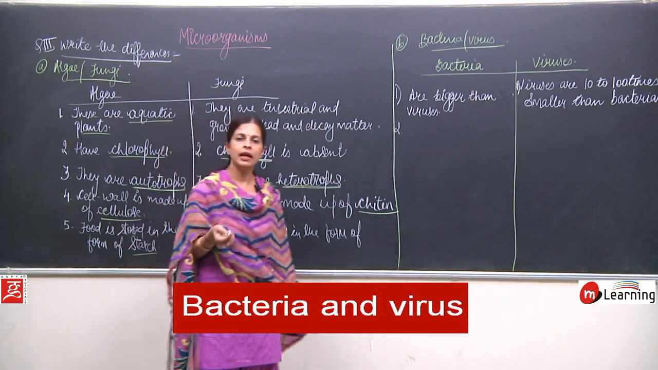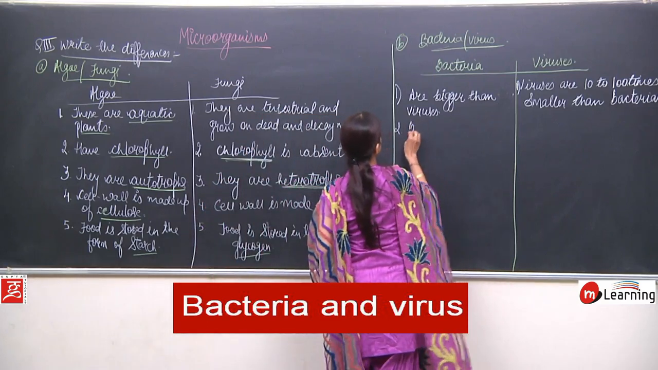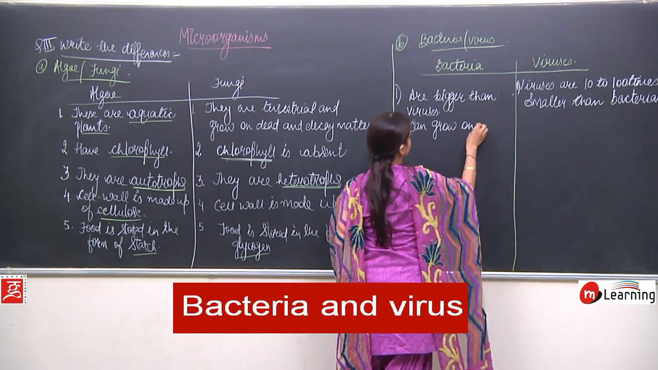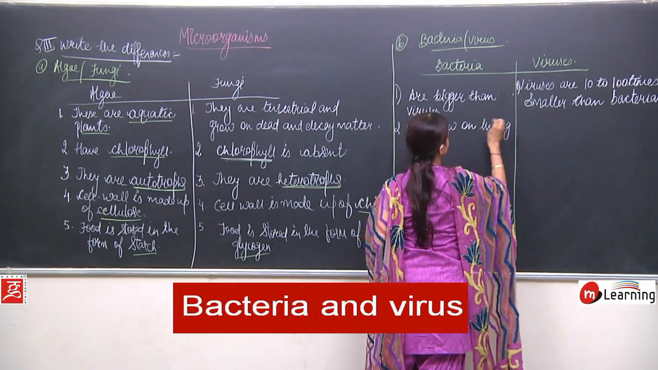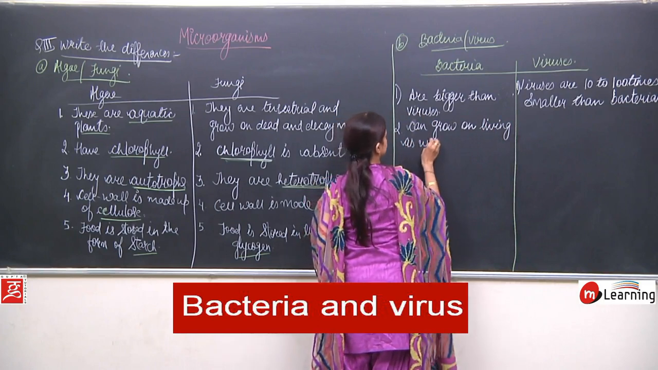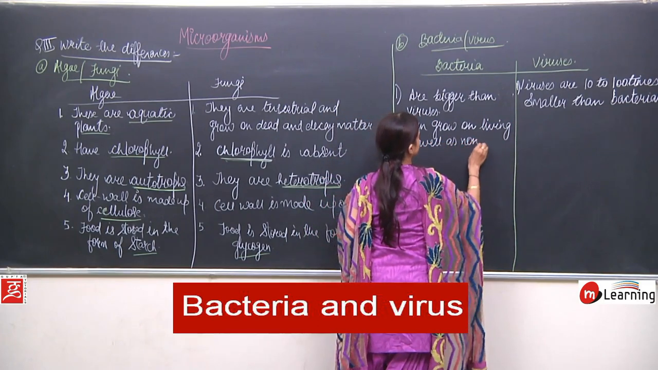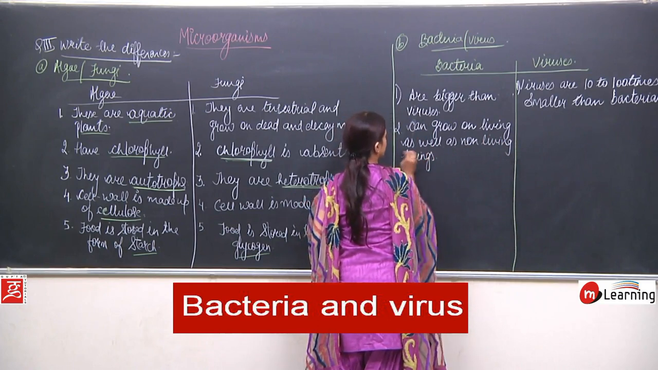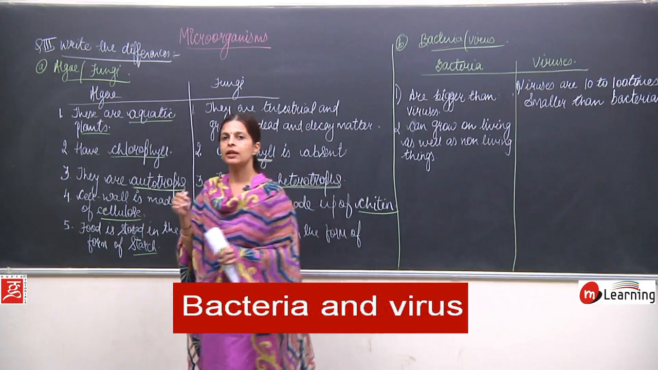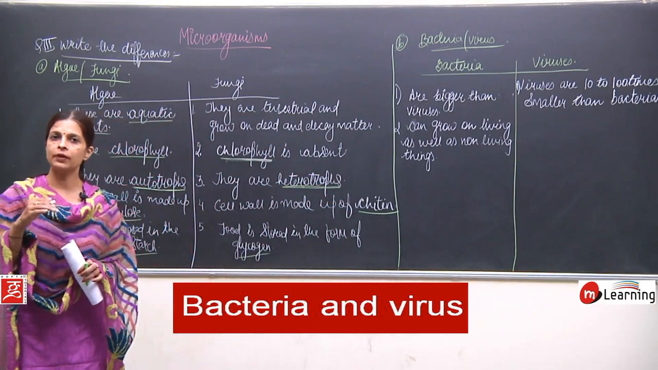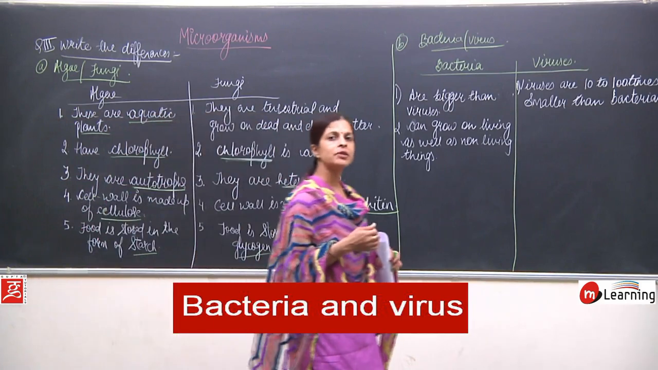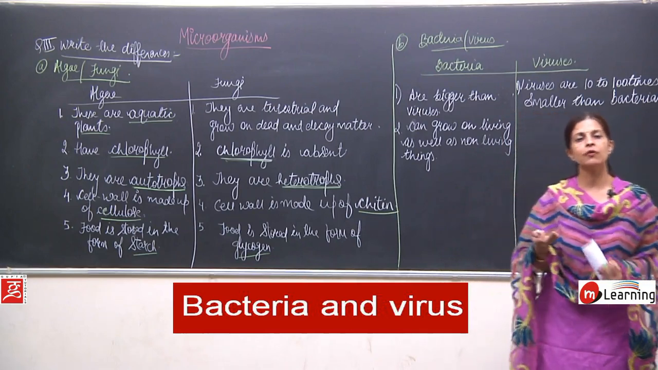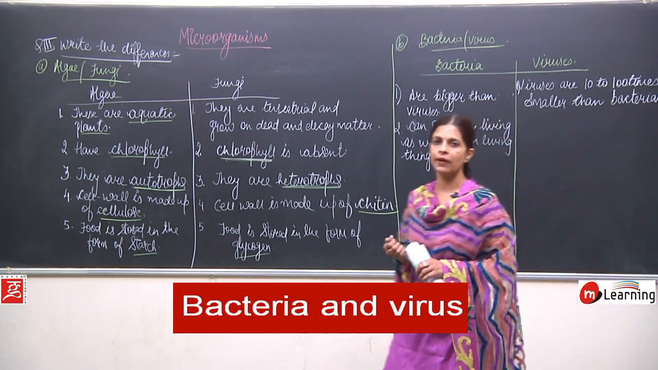Bacteria can grow on living as well as non-living things. We all know bacteria can survive inside the body, outside the body, that means on the body of the living organism, inside the body of a living organism. At the same time, there are certain bacteria which can live on dead things also. They do not require any other organism's body to survive.